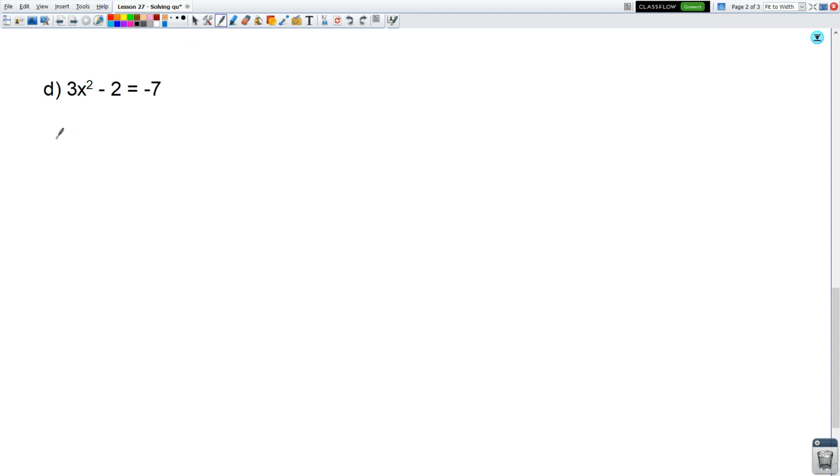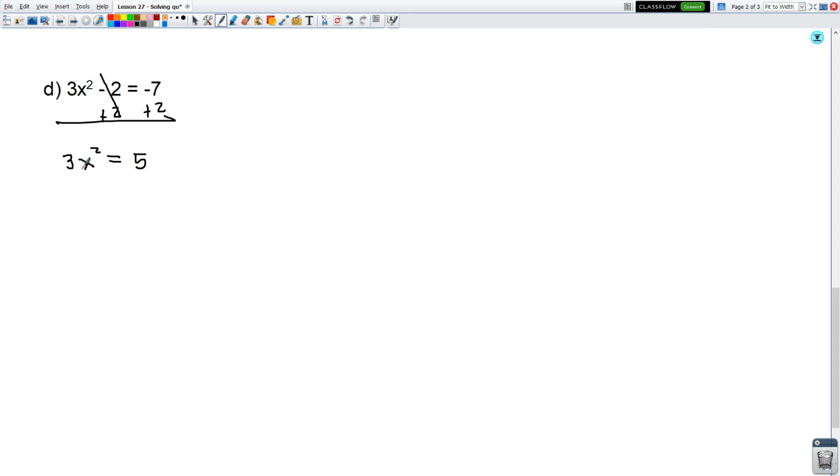Now notice that this is a little bit more complex in the sense that we have a coefficient in front of the x squared. So what do we do in those cases? Well, we first want to isolate the whole term here. So in order for us to isolate the term, we're going to add 2. That cancels out. So now we have 3x squared is equal to, well, negative 7 plus 2, that is negative 5.